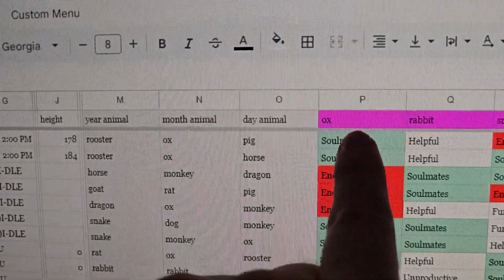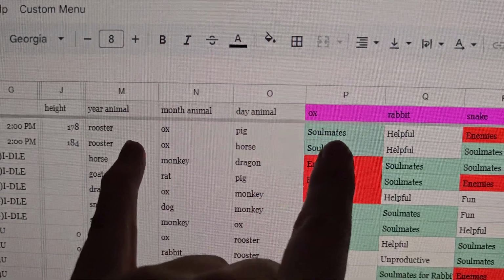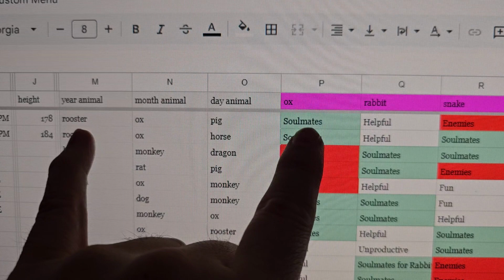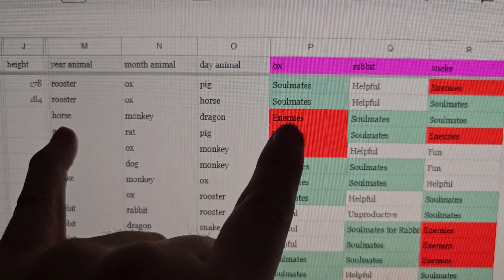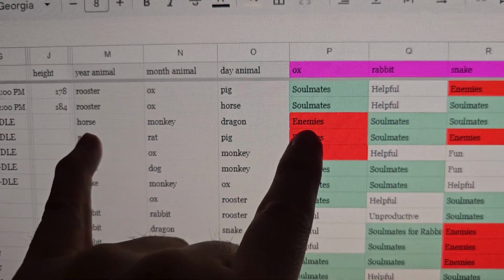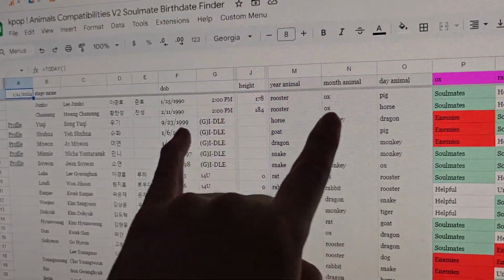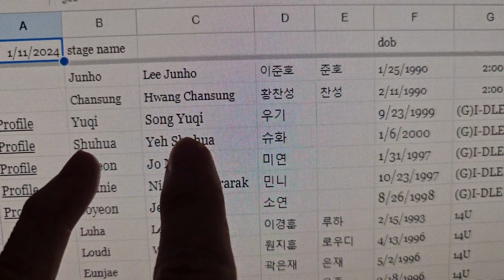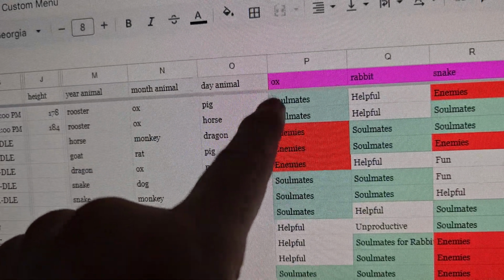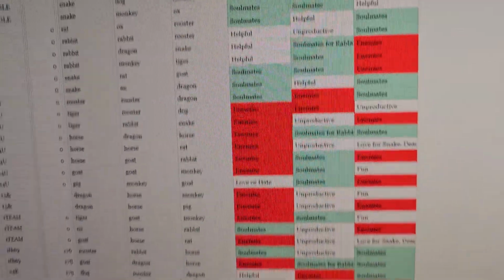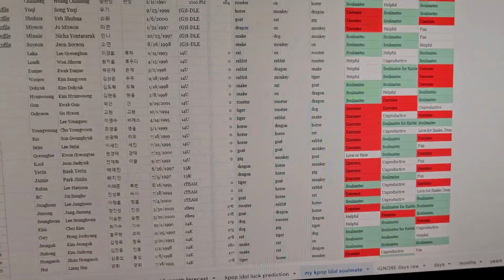Your year of birth is compared to this person. An ox and a rooster are soulmates. Wow, perfect match. But an ox and a horse, terrible. So you should not date or marry this person, whoever this person is. This person is Song Yuki from G Idol. You should not marry this person if you were born in this year. And so on. So we need to give them all of this data.